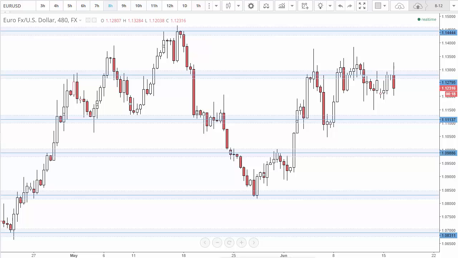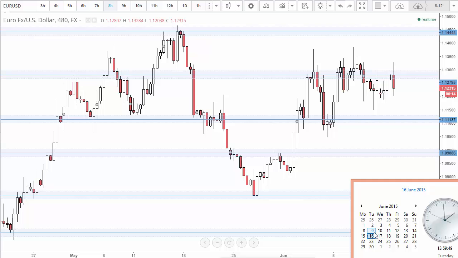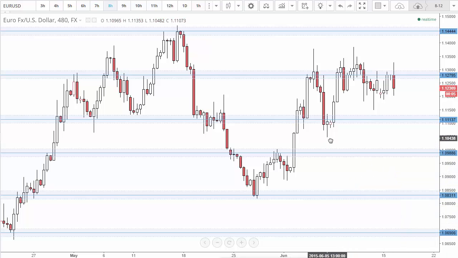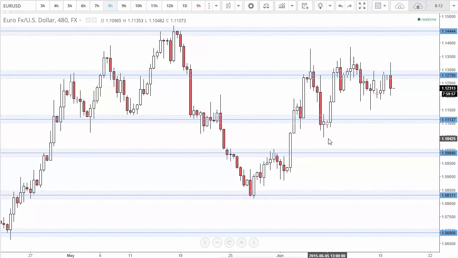You're looking at a Euro USD 8-hour chart, and it is currently Tuesday the 16th of June 2015, almost 2 p.m. here in the UK. In this analysis, I'm going to be sharing my key levels for this week, my key support resistance areas. I use these levels to take price action reversals. This analysis will make more sense if you understand how I actually use the levels.